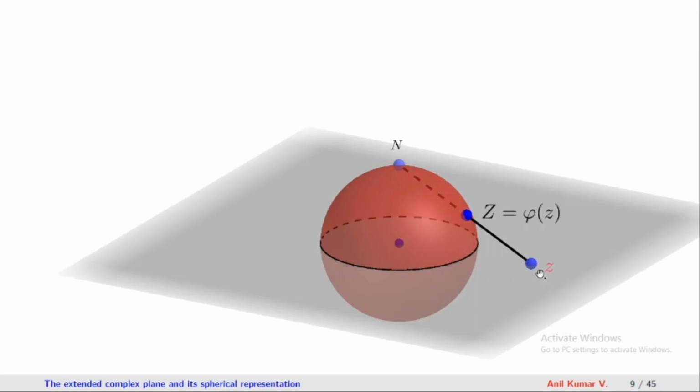So take a point Z outside the unit circle |z| = 1, and this is the circle |z| = 1, and Z is a point outside this circle, and draw a line through N and Z. Then this point of intersection is the spherical image. So in this case, the spherical image is in the upper half plane. So if you take a point outside the unit circle |z| = 1, its spherical image is in the upper half plane.